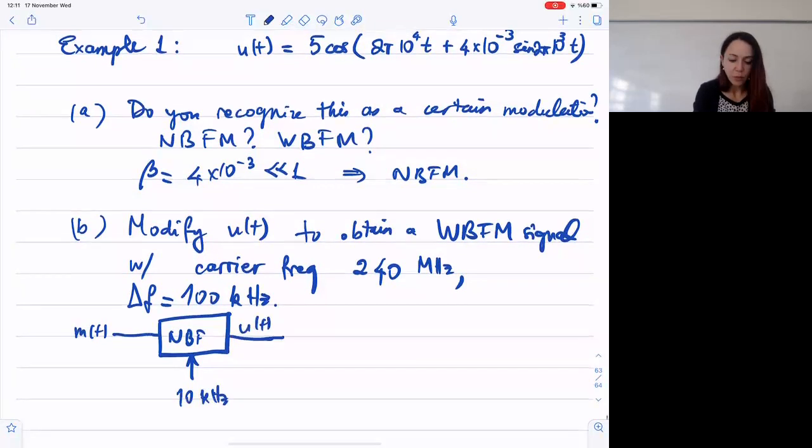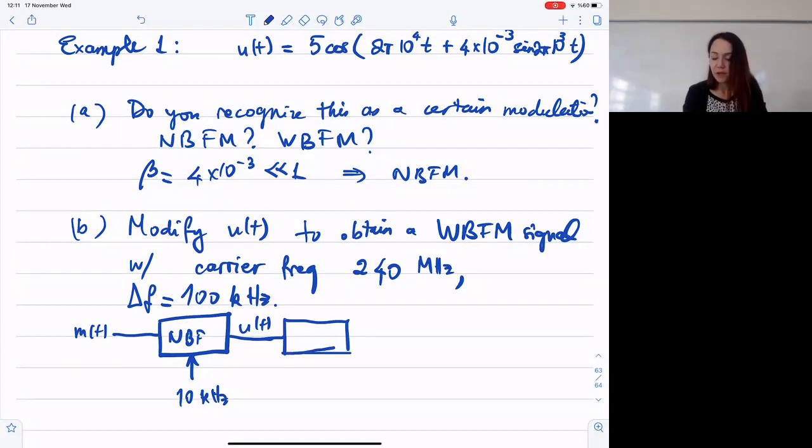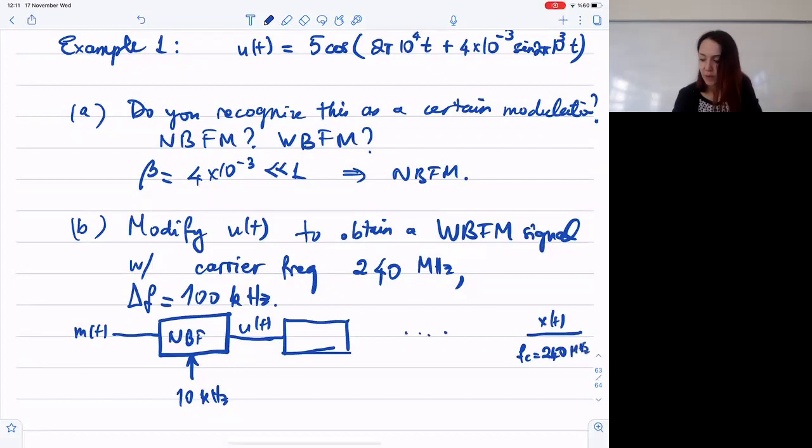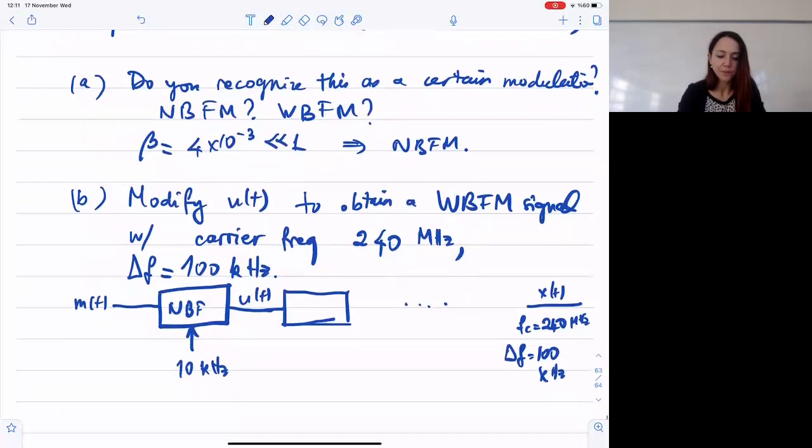Now we want to do something to u of t. We want to do a number of things to u of t, such that we obtain a signal at the output with Fc equals 240 megahertz and frequency deviation 100 kilohertz. How do we do this?